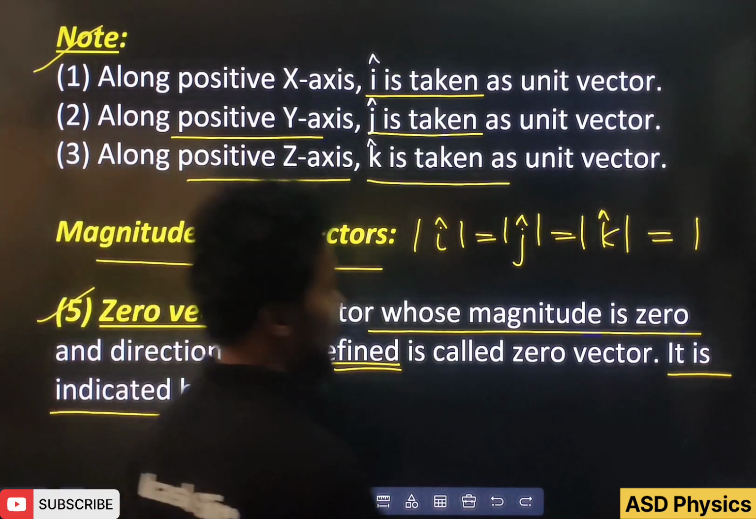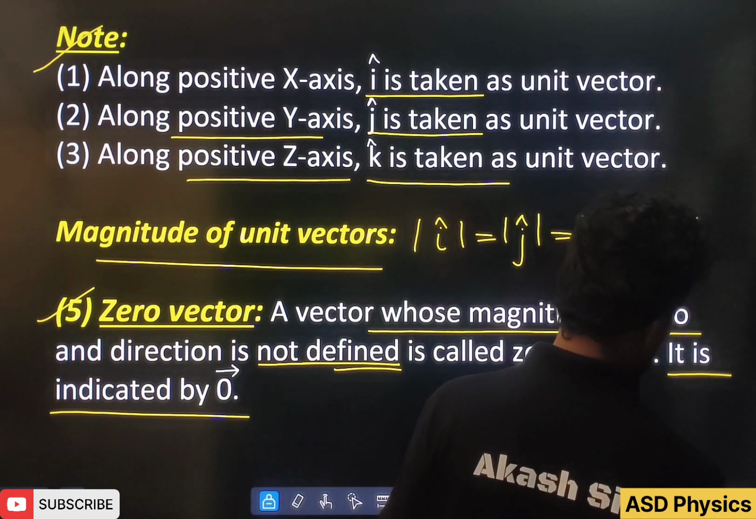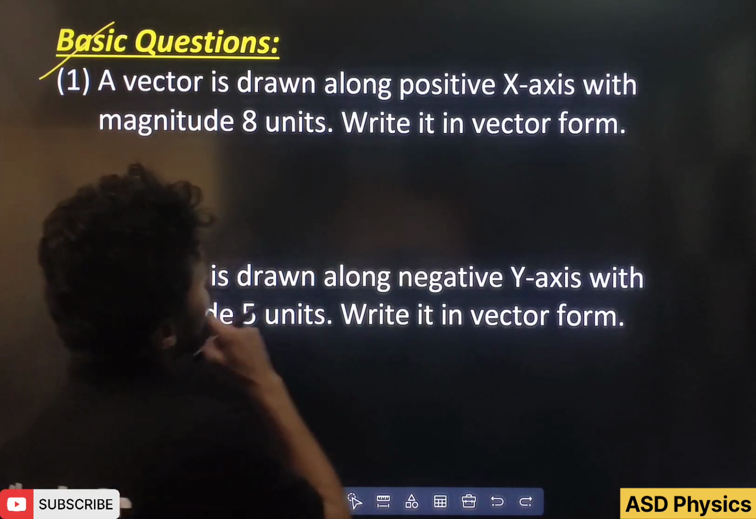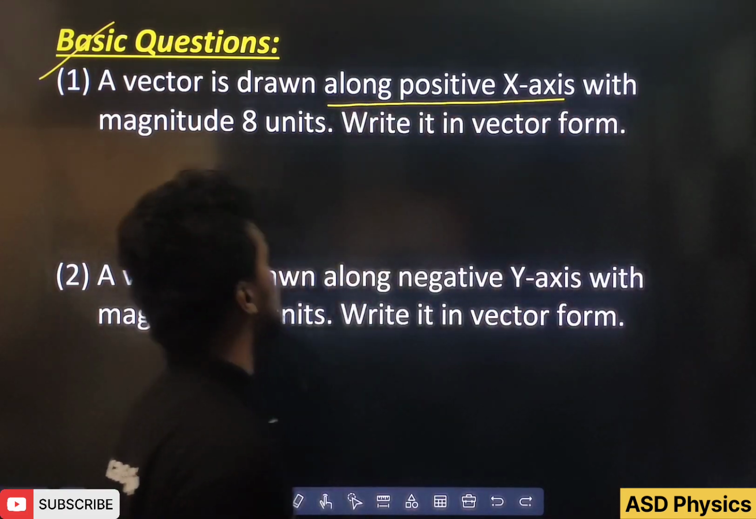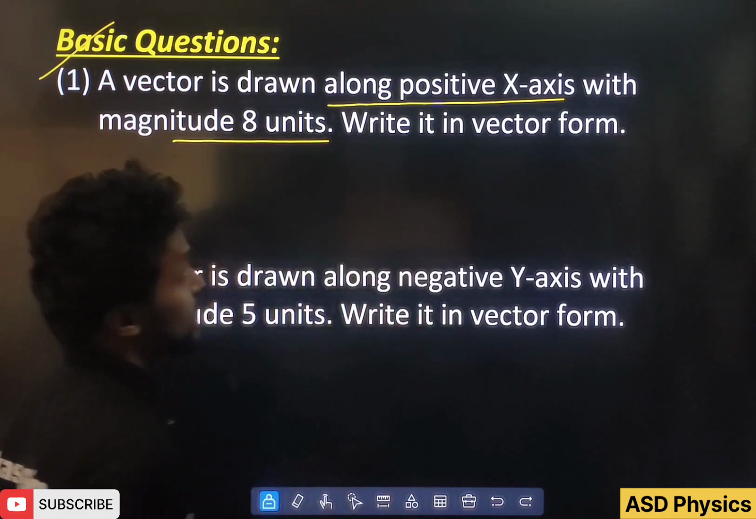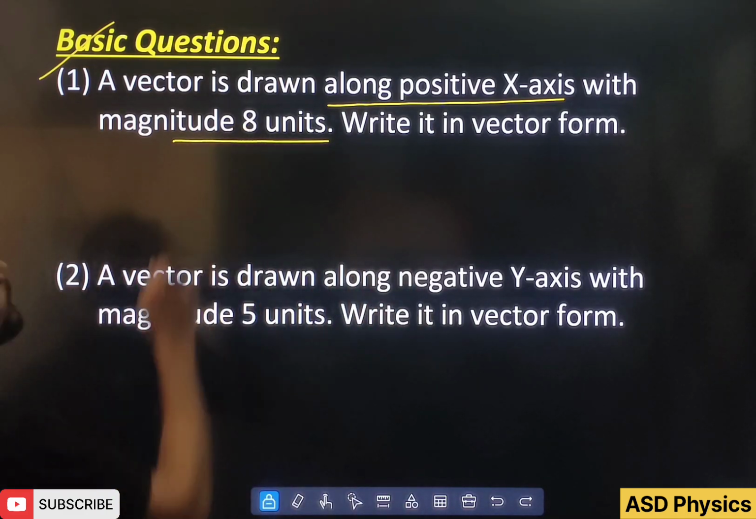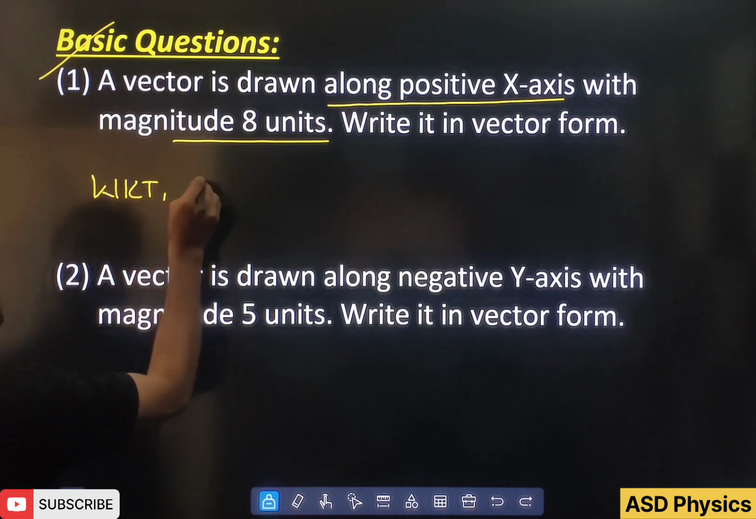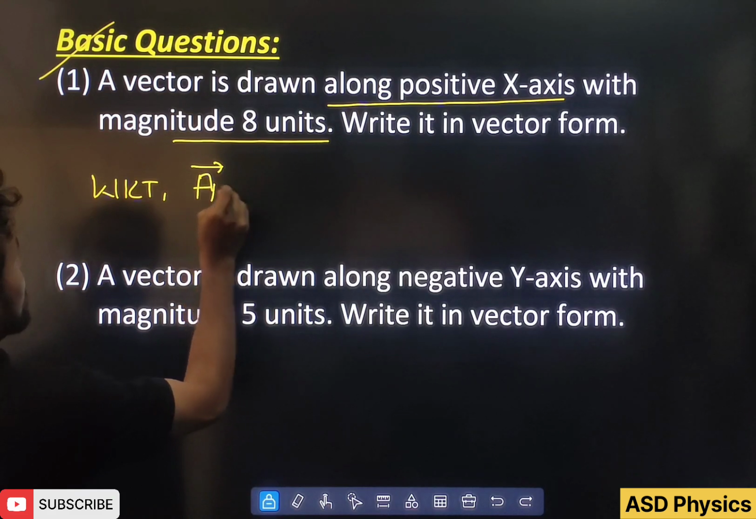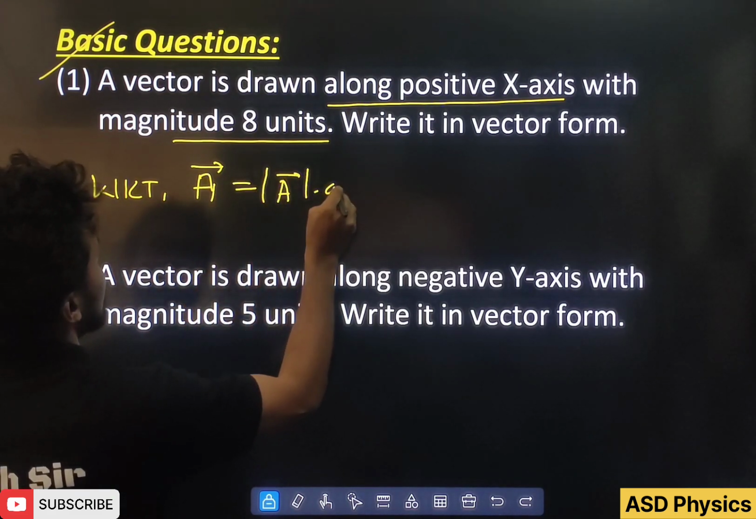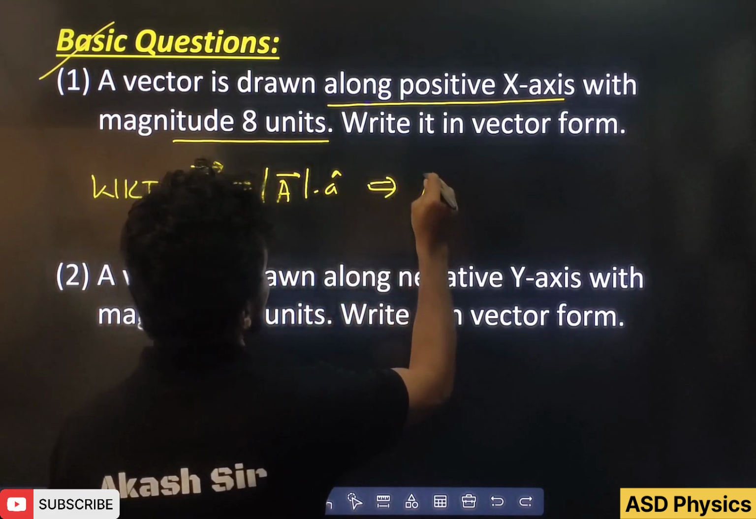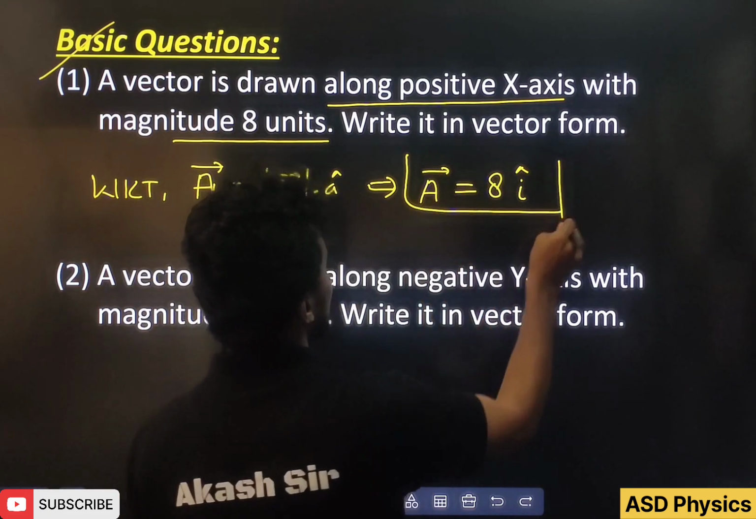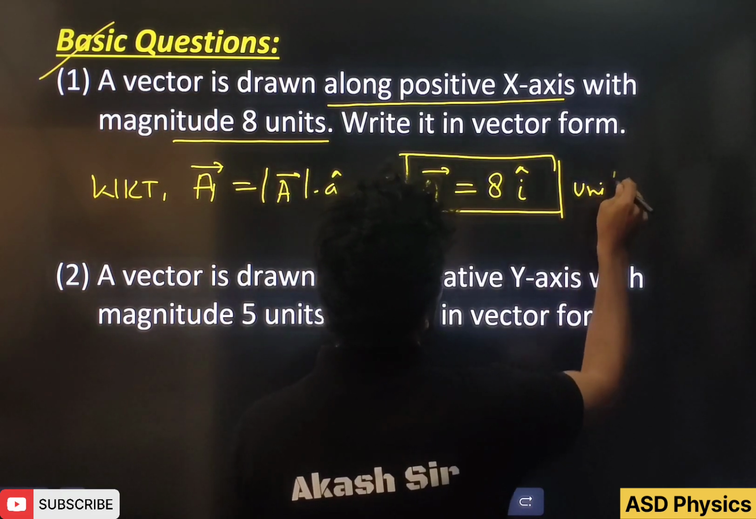Now students, after learning all these vector and scalar quantities and types of vectors, let's see one basic question. A vector is drawn along the positive x-axis with magnitude 8 units. Write it in vector form. The magnitude is 8 and the direction is the x-axis. We know vector A equals mod into A cap. So if this is vector A, magnitude 8, positive x-axis means direction i cap, so we can write vector A equal to 8 i cap, whatever the unit.